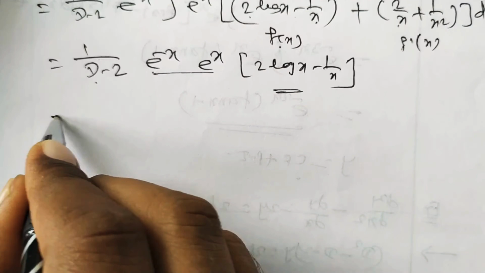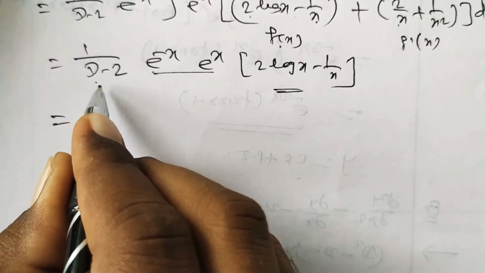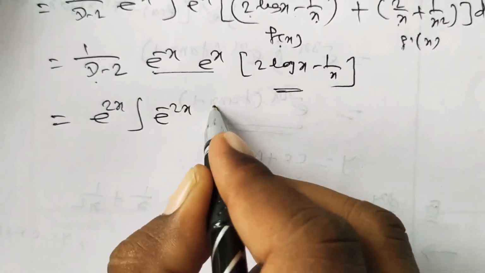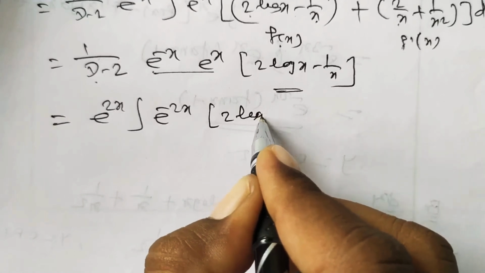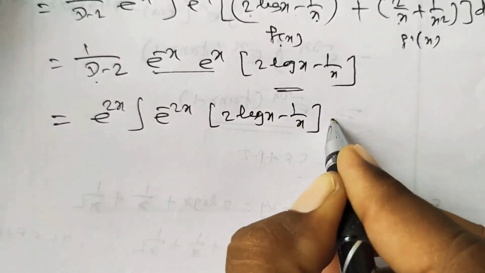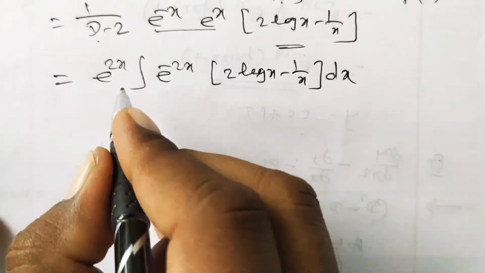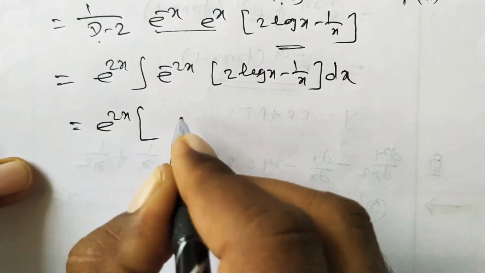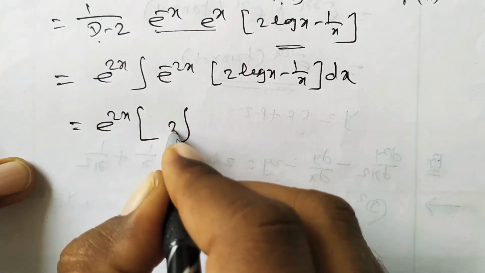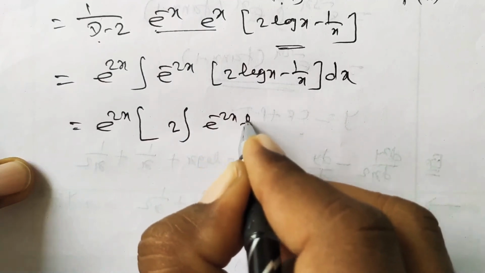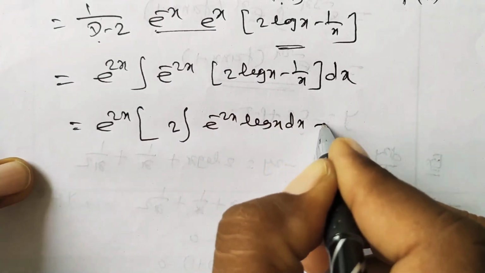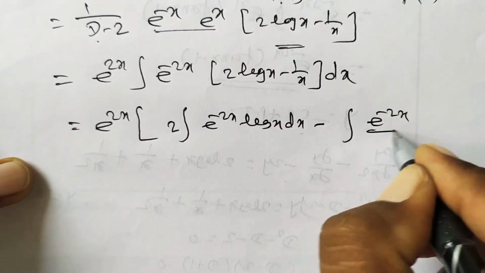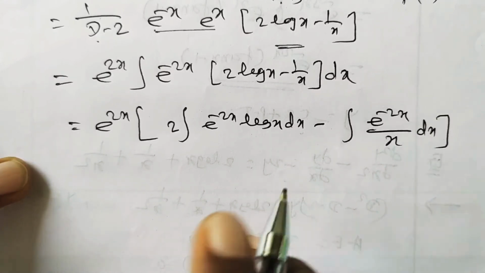upon D minus m. Now what is 1 upon D minus m? That is e raised to mx. So here e raised to 2x into integration of e raised to minus 2x into f of x, where f of x is 2 log x minus 1 by x, dx. Now how do we find this integration? For integration, separate this first: it is equal to e to the power 2x into, taking 2 outside, integration of e raised to minus 2x into log x dx minus integration of e raised to minus 2x into 1 by x, that is e raised to minus 2x upon x, dx.